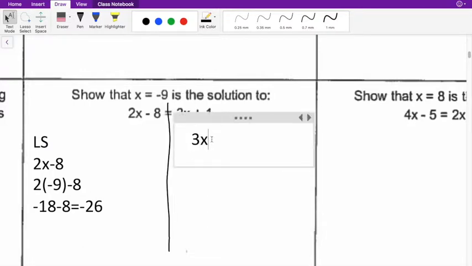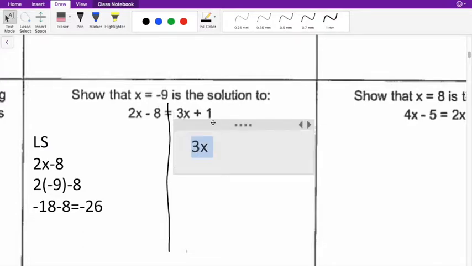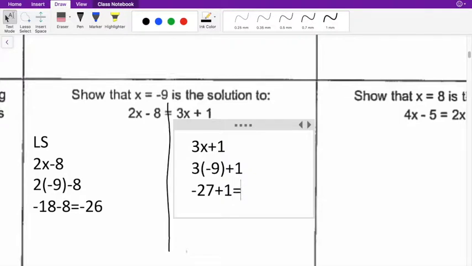So, 3x plus 1. Okay, oops, that's 3 times x, plus 1. Then we're going to substitute in that negative 9, plus 1. 3 times negative 9 is going to be negative 27, plus 1 equals negative 26.